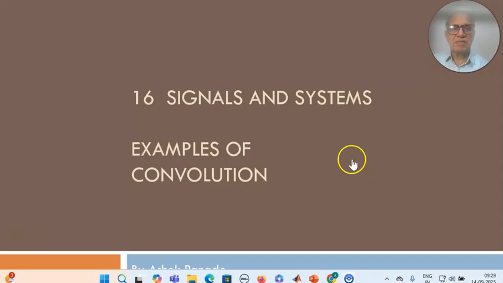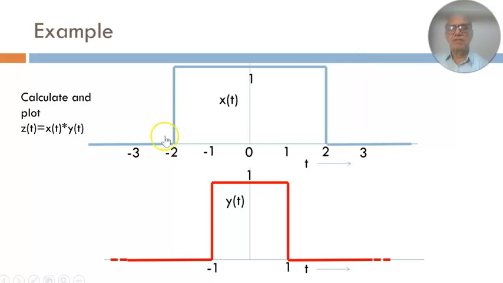So in this session on signals and systems, we are going to study one more example of calculation of convolution. So let us start. In this problem, we are given two functions x(t) and y(t). Both are rectangular pulses, both of them with a height of 1. However, x(t) lasts from -2 seconds to +2 seconds, whereas y(t) goes from -1 to +1. That is the difference.